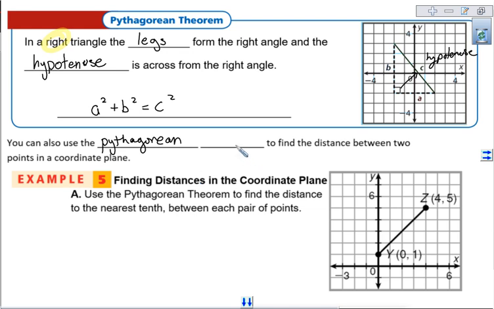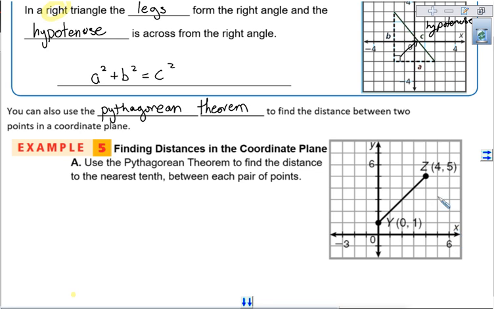And whenever you are finding the distance of 2 points on a coordinate plane, you can also use the Pythagorean theorem, because the Pythagorean theorem is derived from the distance formula. And you can also derive the distance formula from the Pythagorean theorem. So it goes both ways. So in order to use the Pythagorean theorem, a squared plus b squared equals c squared, we need our right triangle first.